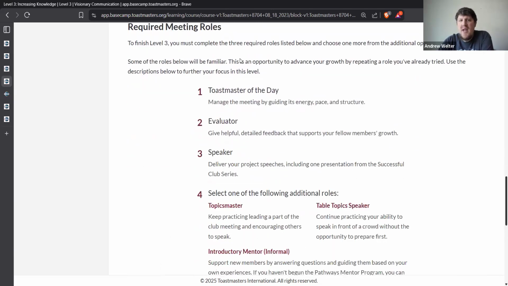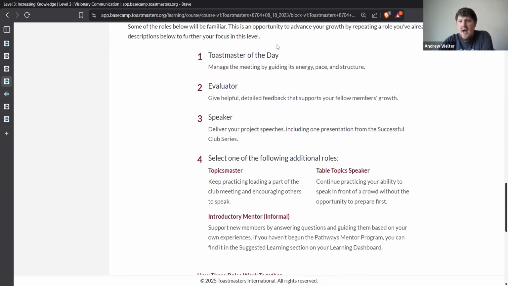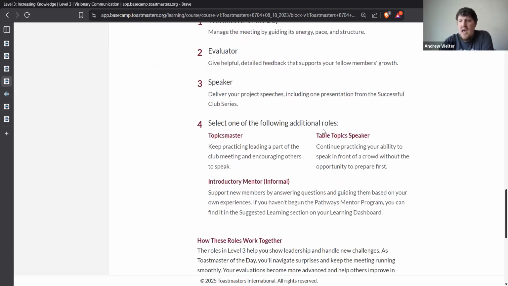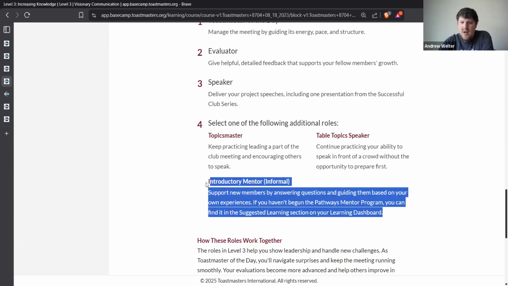Again, you get to the required meeting roles. Now, Toastmaster is required. It's not in the additional roles. You have evaluator, speaker, as always, and then you have this elective spot, including being an introductory mentor.